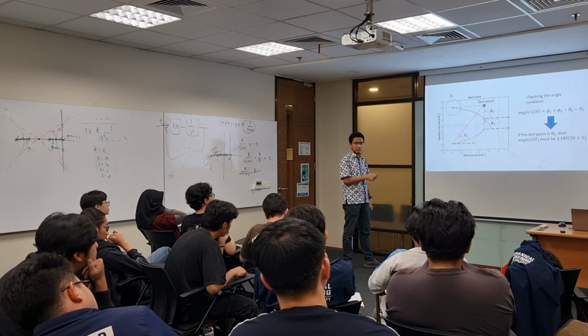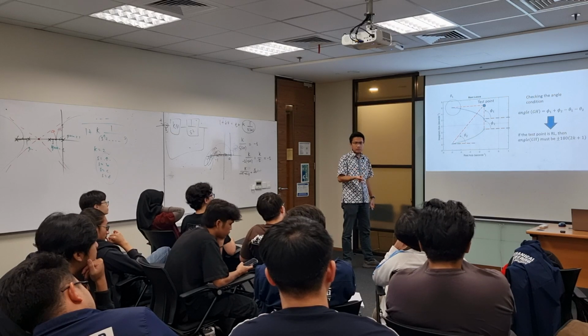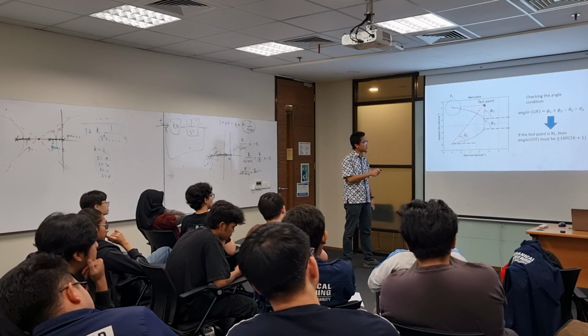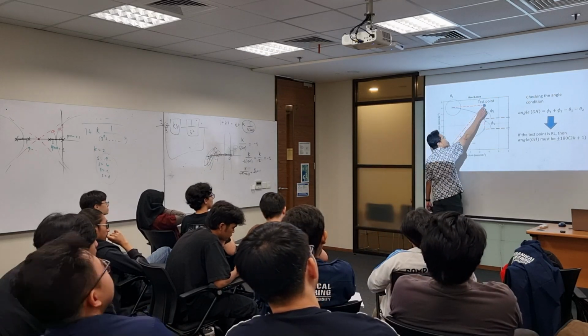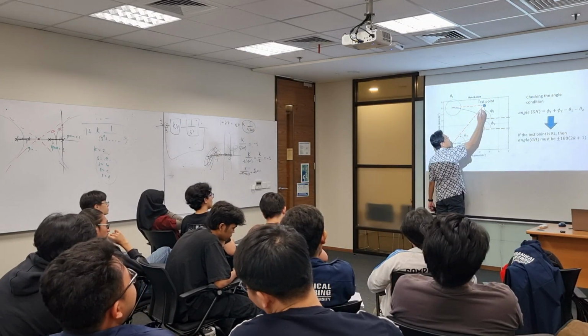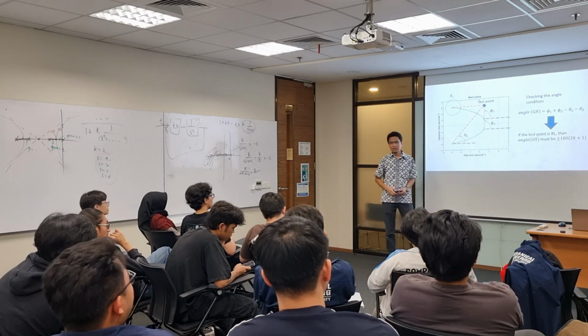So we have 180 in here. What about this? Is this 0? No, it cannot be 0, right? So if it is non-zero, then this is not a location. In that case, you can move this somewhere so that the total angle is 180.